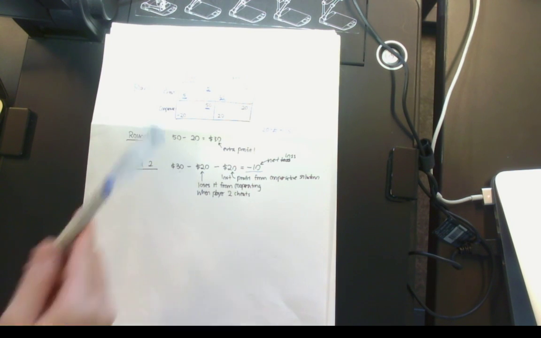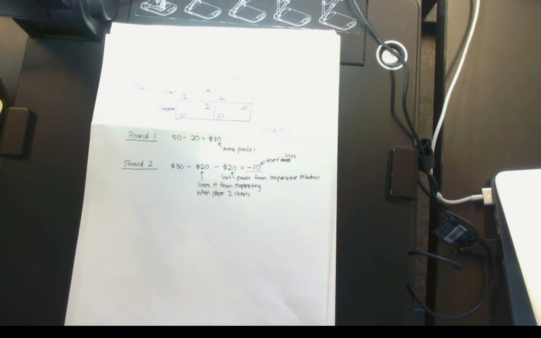So the logic here is that as long as there is a known finite end, the game unravels itself from the end to the beginning. So the Nash equilibrium will always be a prisoner's dilemma solution.